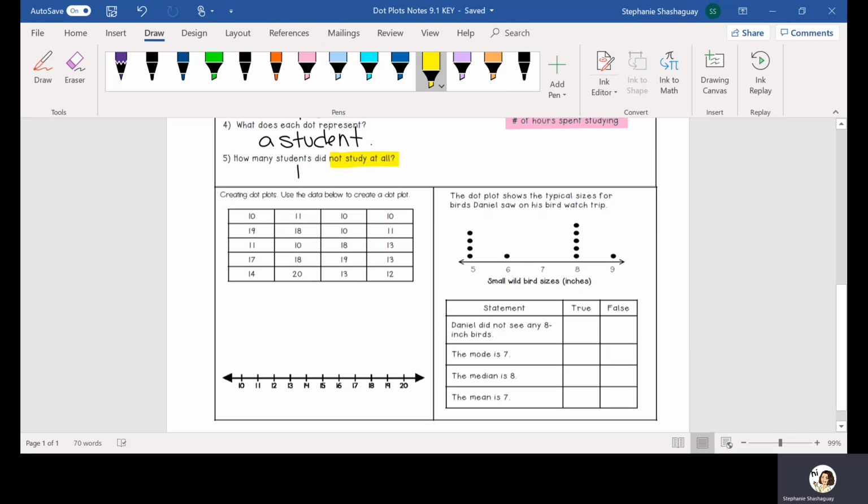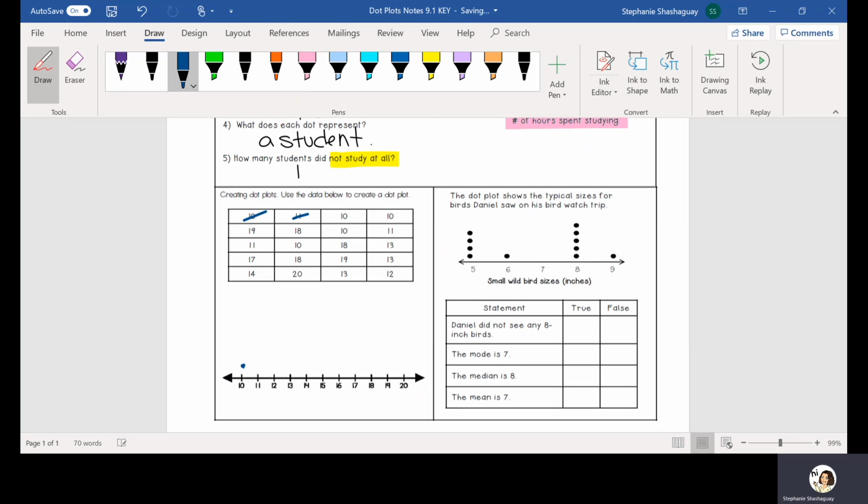Okay, so creating dot plots. Use the data below to create a dot plot. So here's all of our data, and we need to create a dot plot with this data. Well, that's going to be really easy because we just have to take the numbers and plug them into this number line. So the first number we have is 10, so we're going to put a dot at 10.